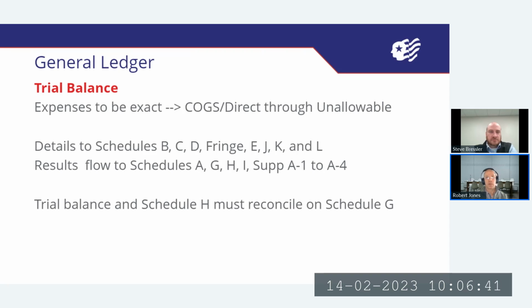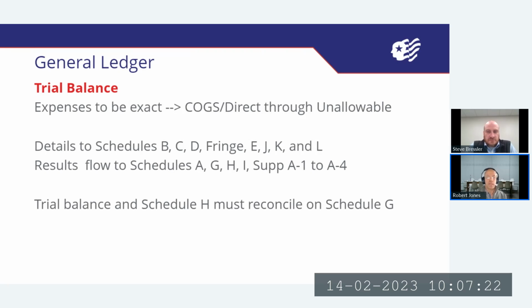So that's pretty much everything in your cost of goods sold or direct, all the way through your unallowable costs, assuming that you're following our traditional chart of accounts. The details that you will find in your trial balance are going to go to schedules B, C, D, B, which is your G&A, C for your overhead pools. And if you happen to have multiple overhead pools, you would have multiple schedule Cs in there. D, if you have intermediate cost pools, such as facilities or IT or some other intermediate cost pool. Your fringe, pretty simple and straightforward.